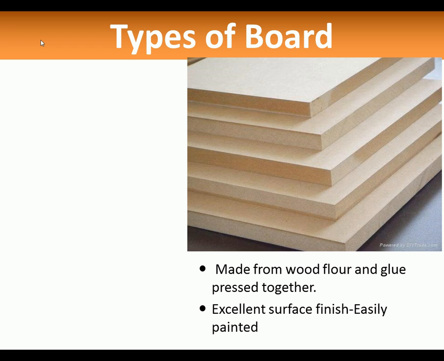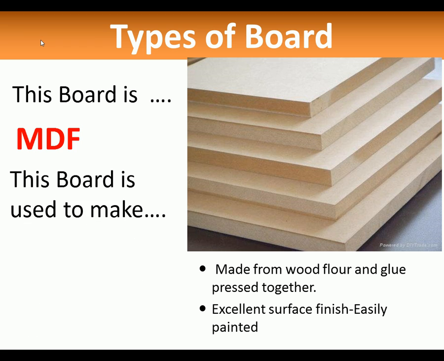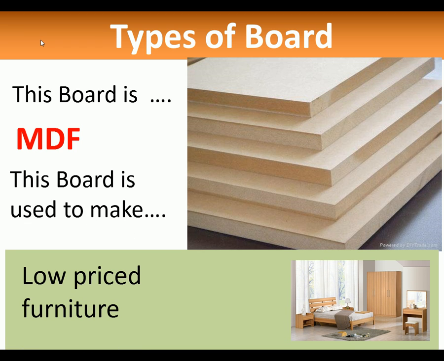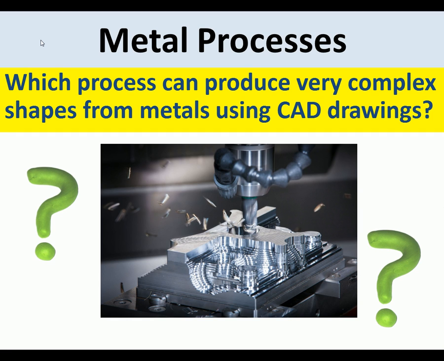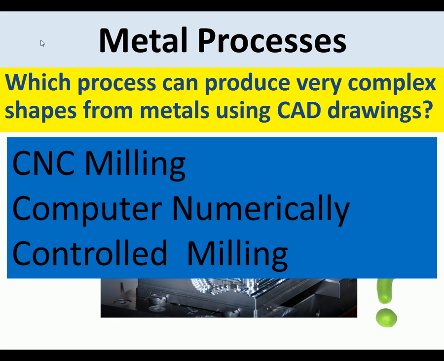Types of board. This board is MDF. This board is used to make low-priced furniture. Metal processes. Which metal process can produce very complex shapes from metals using CAD drawings? It uses CAD drawings to make shapes like this. Which is the process? It is CNC milling. That is computer numerically controlled milling.